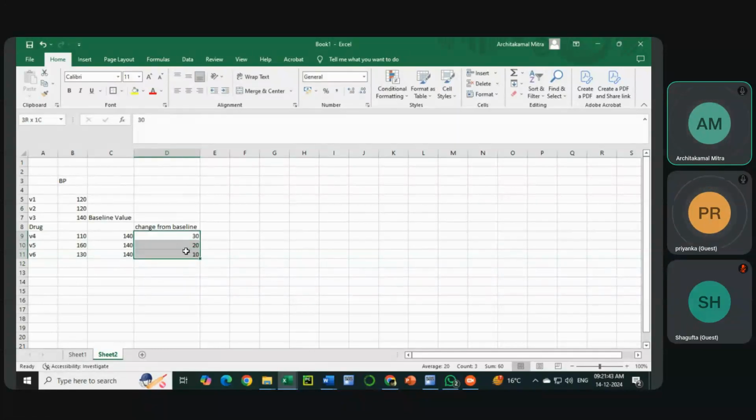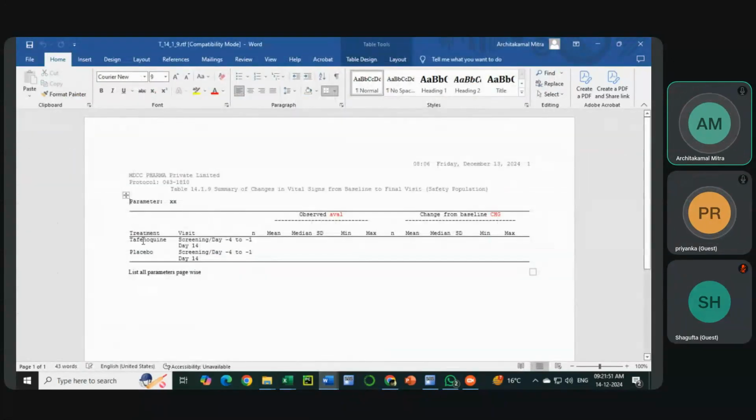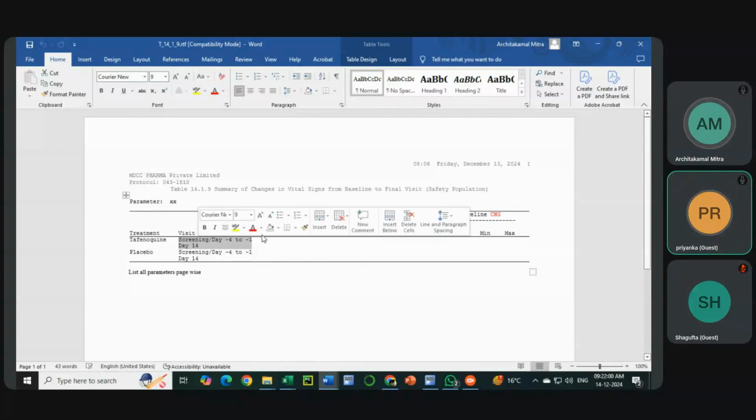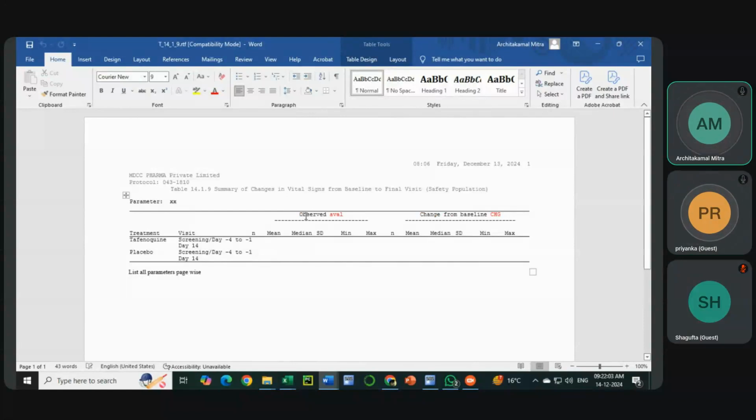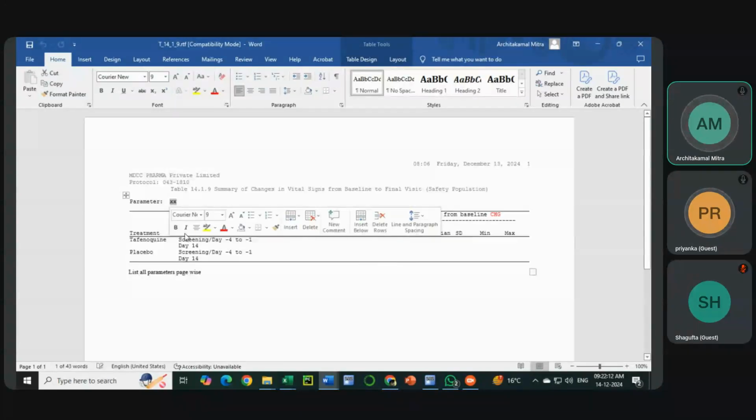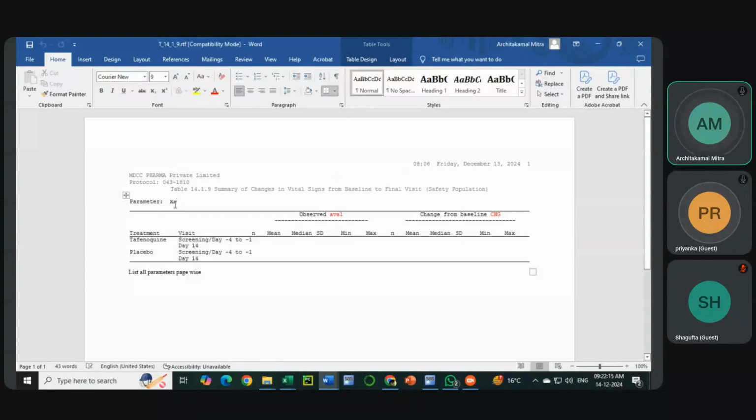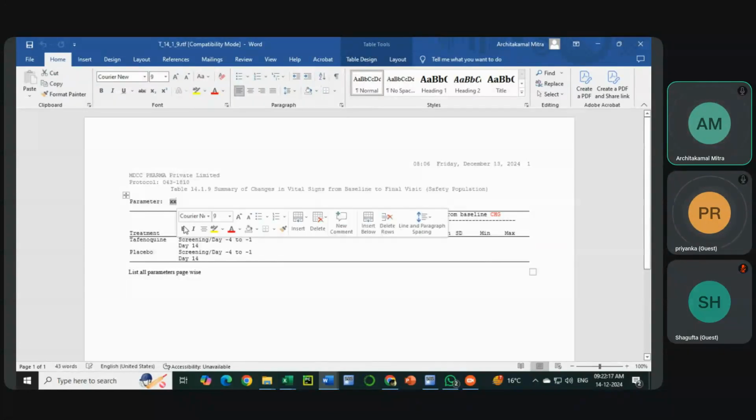This is basically the situation which we would be looking into in this table. So for tafenoquine, if you see treatment, what are the visits which are there? Suppose this is the baseline visit, so we will only have an observed value here. These are for separate parameters. Suppose this parameter is for BP.